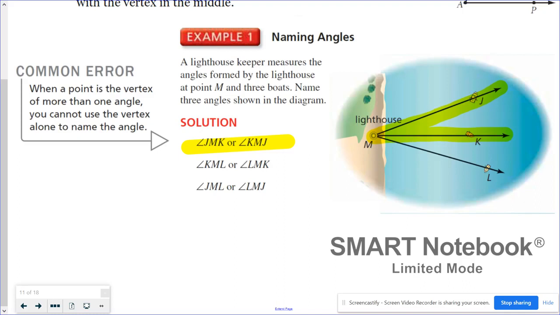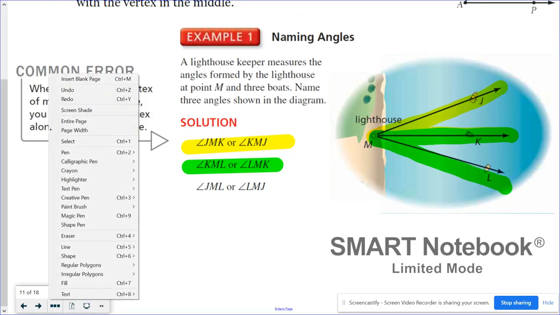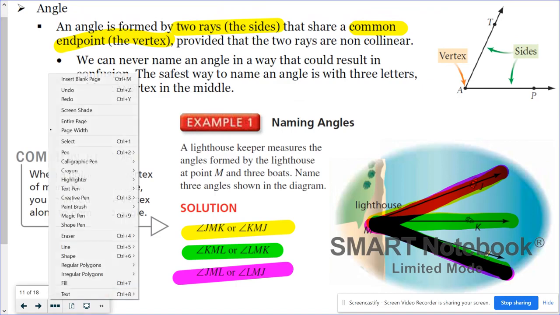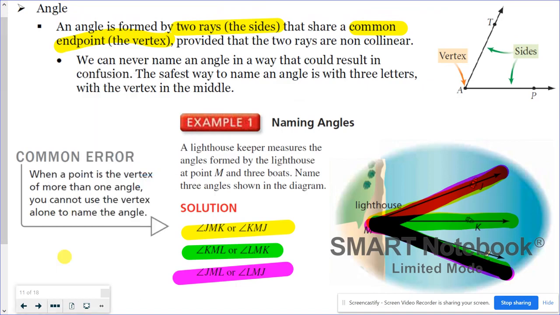M is the vertex, so it's in the middle. Then they have the angle KML. So that's this angle, KML. Now notice they offer a second name for this angle. They say it's angle LMK, and that's all right, because I'm still talking about the same angle. And then the third angle in this diagram is angle JML, and that's the whole big angle. So you have to be careful with angles because we never want to name an angle in any way that would result in confusion.